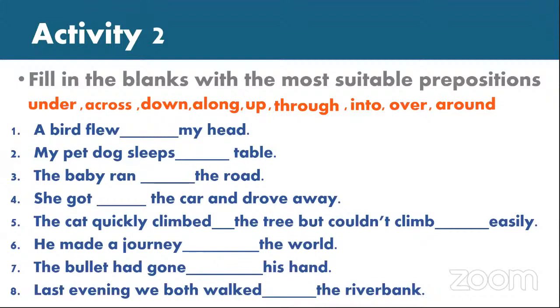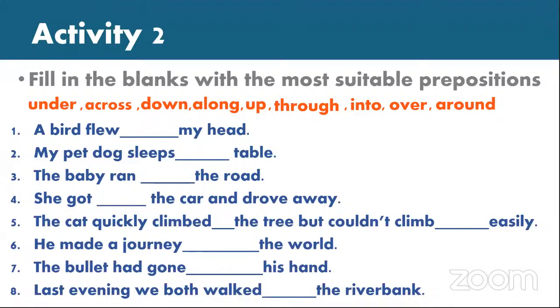Okay, let's move on to the fourth one. She got blank the car and drove away. Fourth one, into, very good, into the car. Right, into the car. Imra, Samina, Lasini. Okay, good. Let's move on to the fifth one.